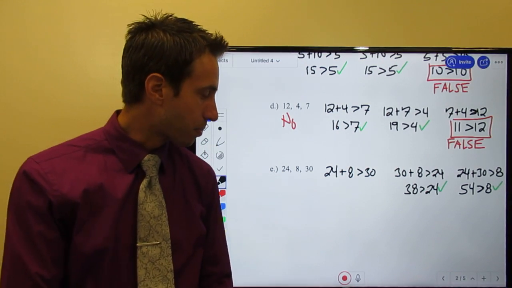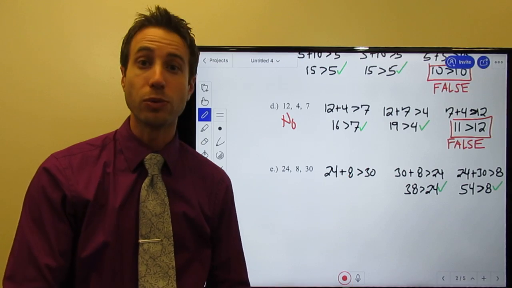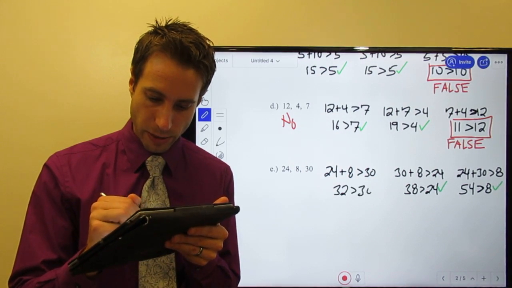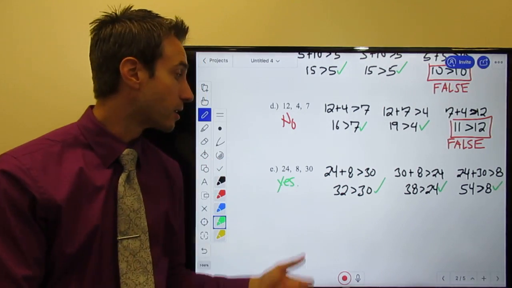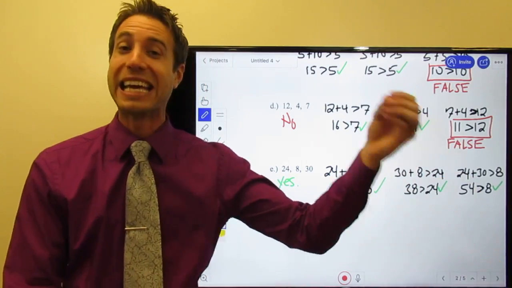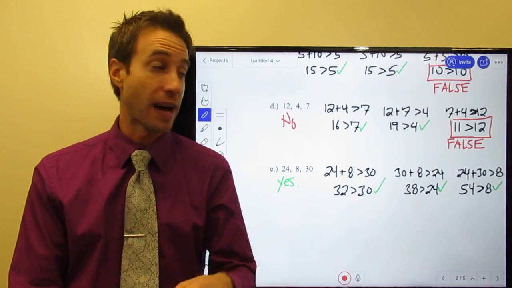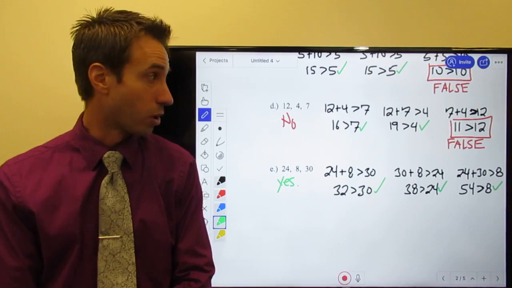Here's the one that might cause a problem. Let's see, 24 plus 8 gives me 32. Is 32 bigger than 30? Yes, it is. Which means those side lengths will work, right? All of them have to check out in order for the sides to work, those lengths to be possible values for the side lengths. If even one of them is false, none of them will work.